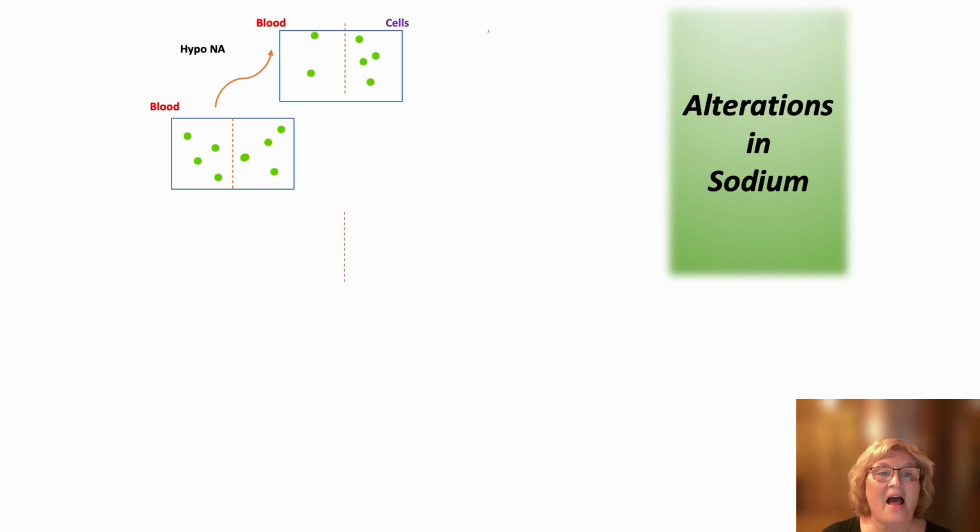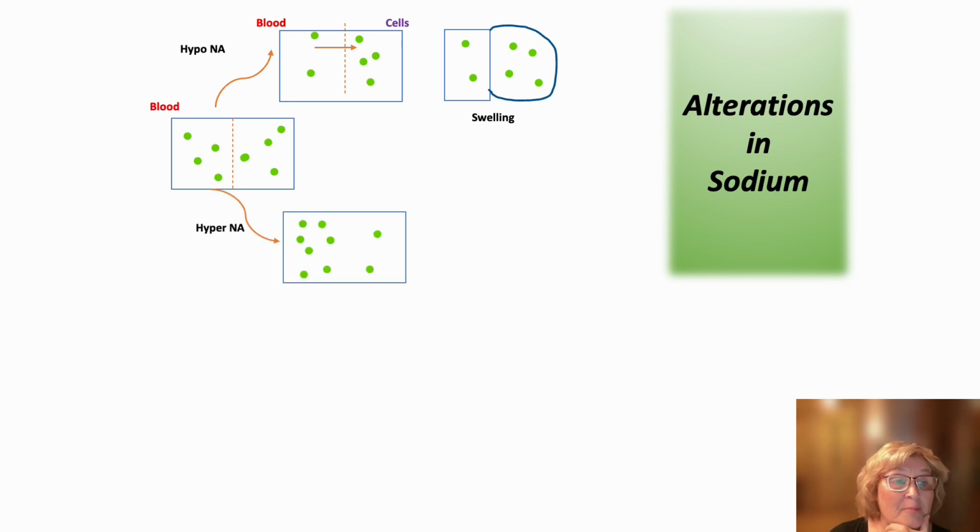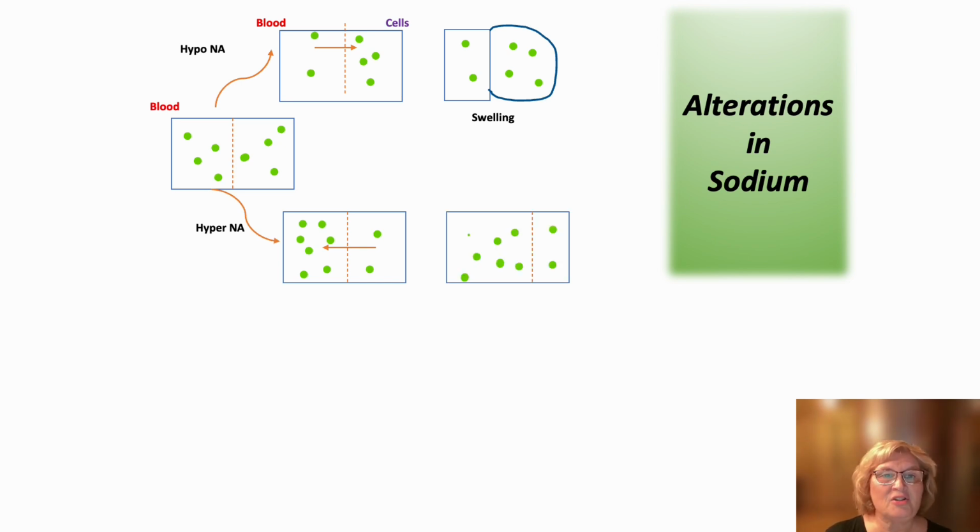So because of that, what happens is you have water move from the vasculature into the cells to kind of equal things out. And when that happens, what you end up with is swelling of the cells. And this isn't good. The other thing that can happen is hypernatremia. In this case, you have less solute in the cells than in the blood. So again, water moves to equalize this. And what you get is water coming from the cells into the vasculature. And when that happens, you end up with cell shrinkage. And this isn't good either.